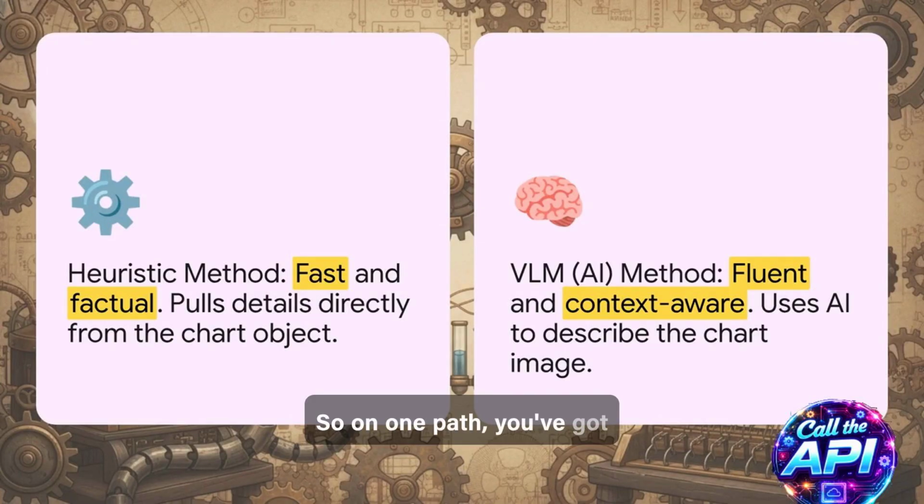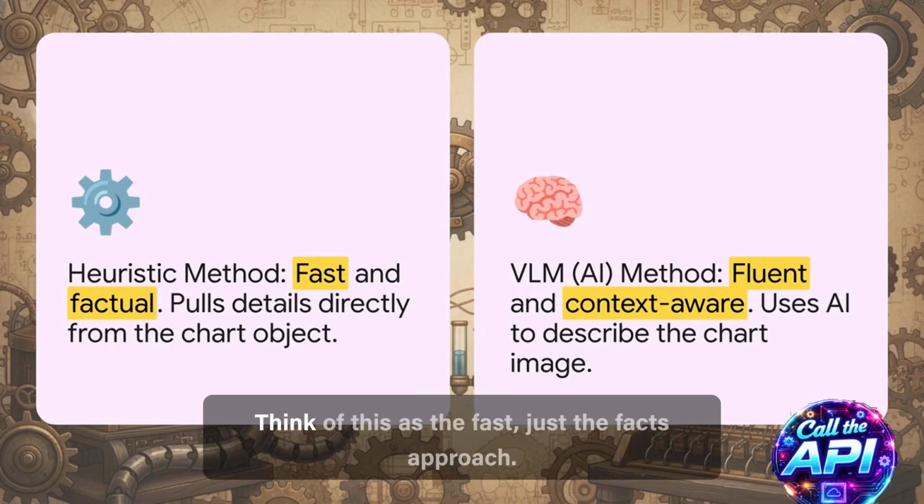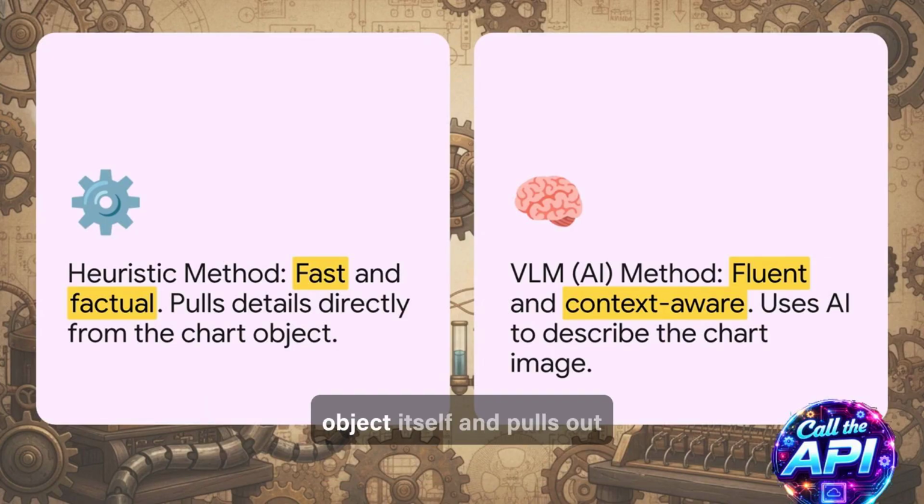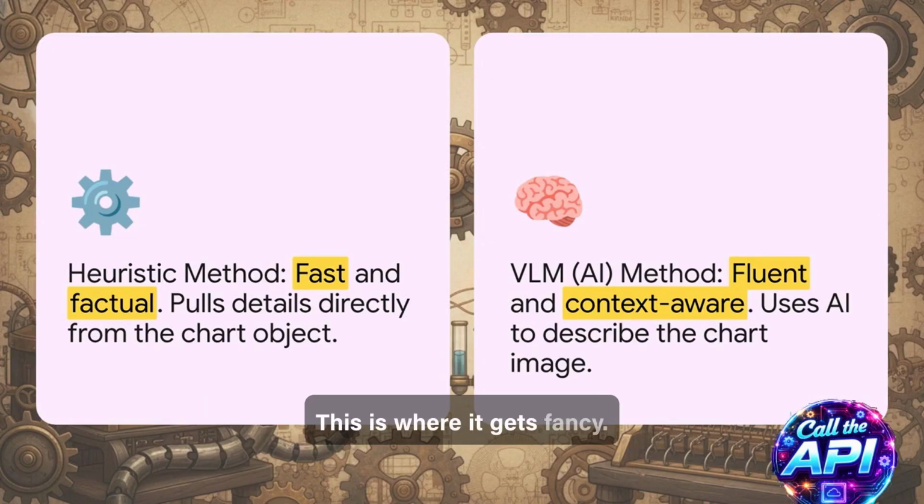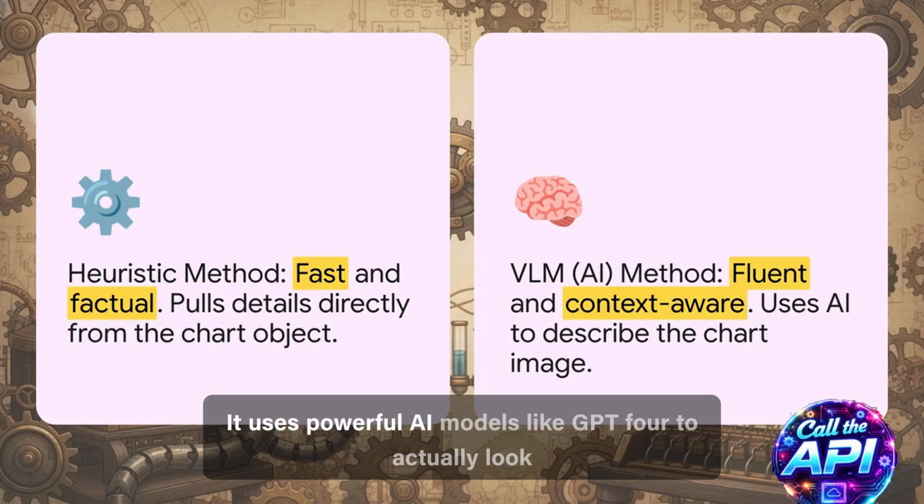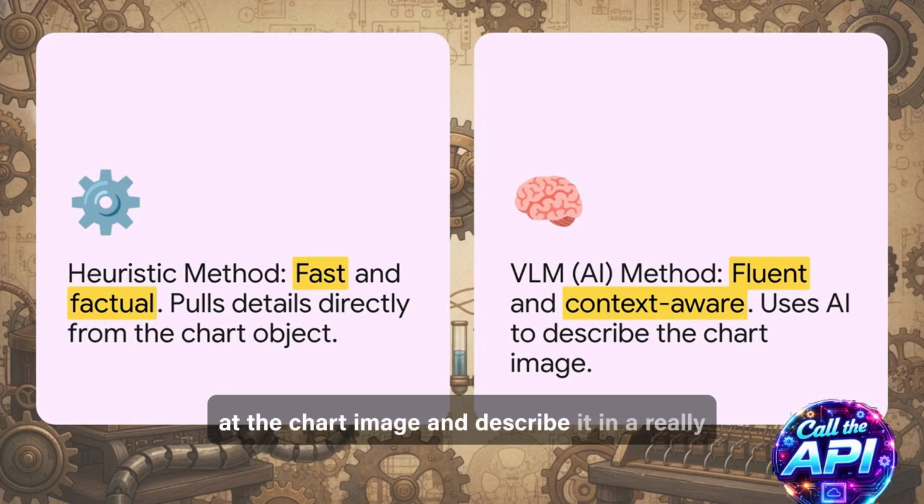So on one path, you've got what's called the heuristic method. Think of this as the fast, just the facts approach. It digs right into the chart object itself and pulls out the title, the axis labels, the data points, all the raw, hard data. Then on the other path, you have the VLM, or Vision Language Model method. This is where it gets fancy. It uses powerful AI models like GPT-4 to actually look at the chart image and describe it in a really natural, human-sounding way.